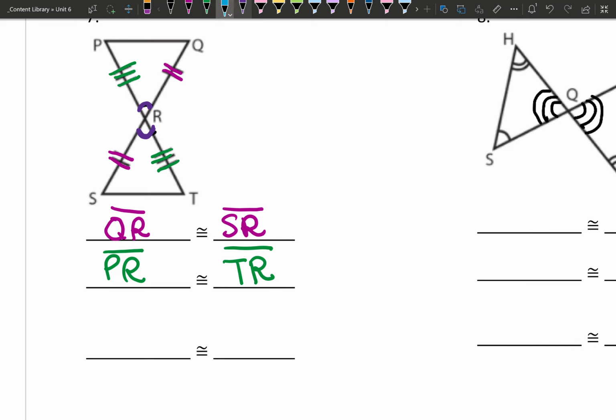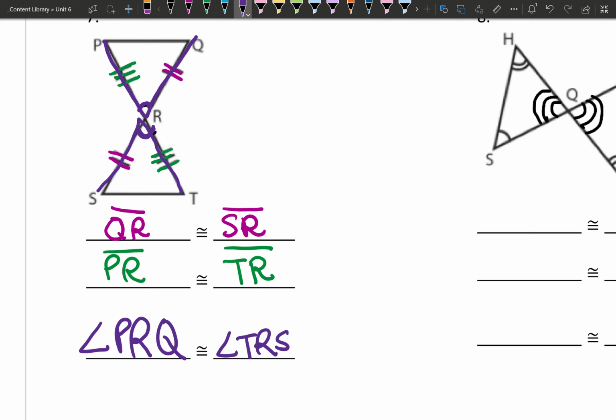So, for the top triangle, I've got PRQ. Or, of course, QRP would work too. On the bottom triangle, we need to make sure that R remains in the middle at the vertex. That's the vertex. I'm going to call this angle TRS. You could have called it SRT as well.